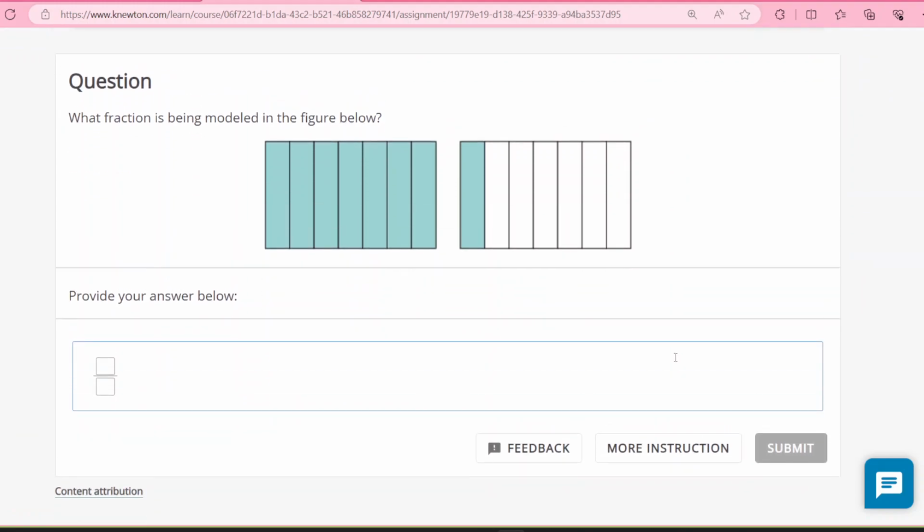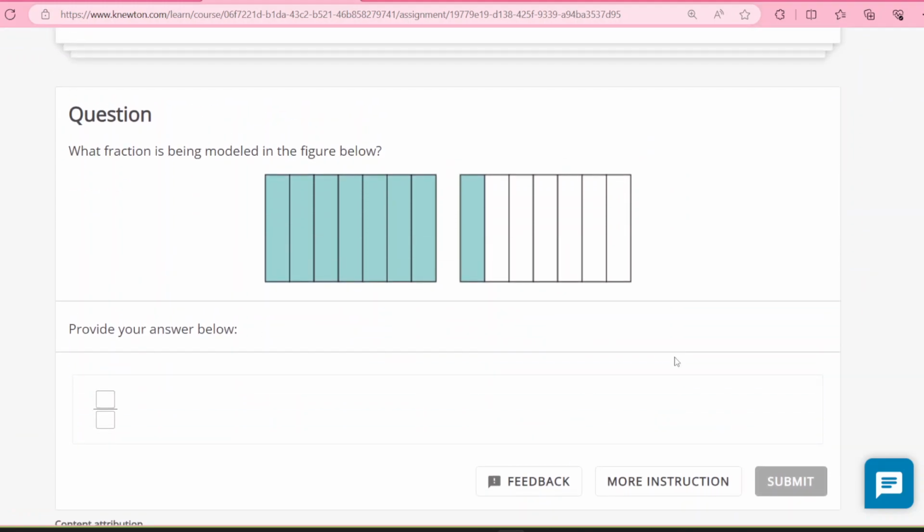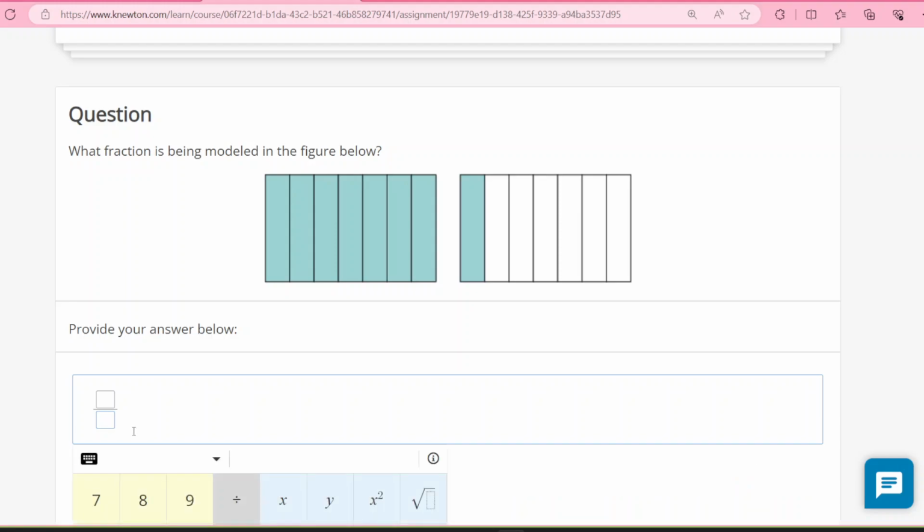So another one like that, where, what fraction is being modeled in the figure below. So you have 2 units represented here, right? Each individual shape represents 1 whole unit. And they're divided into 1, 2, 3, 4, 5, 6, 7 equal pieces. Each of these is divided into 7 equal pieces. So the denominator must be 7. And then how many of these sevenths are shaded in, are colored in? Well, we have 7 of the sevenths filled in here, and then just 1 of them here. So that's a total of 8.